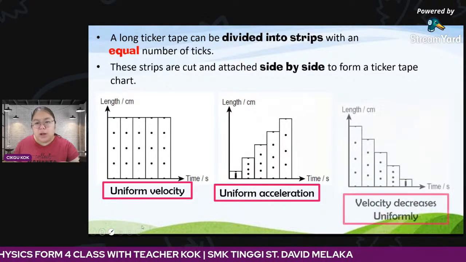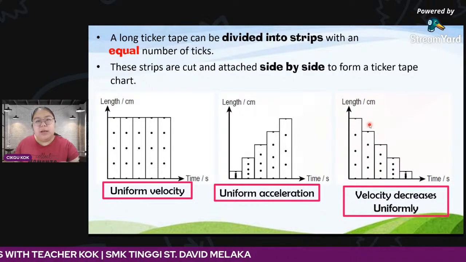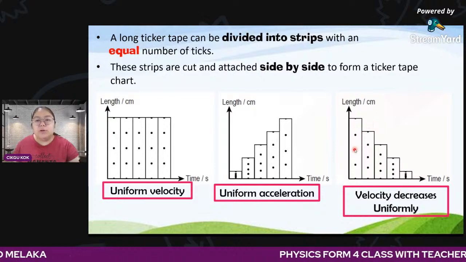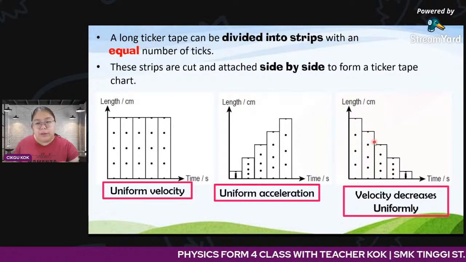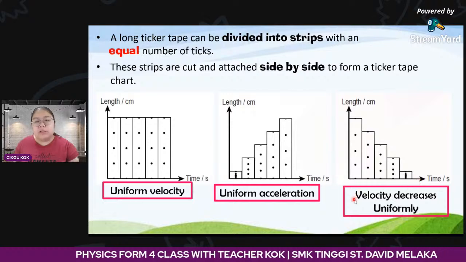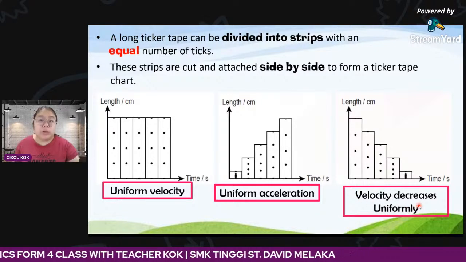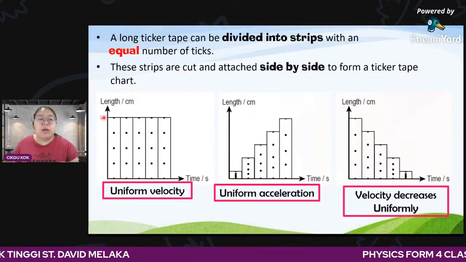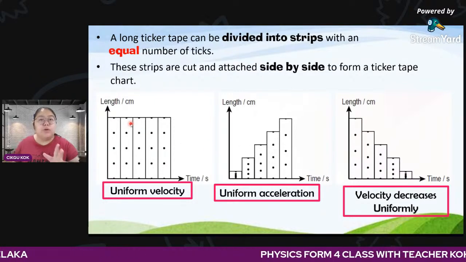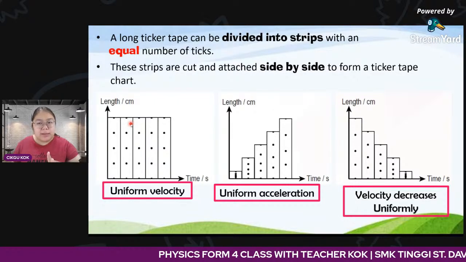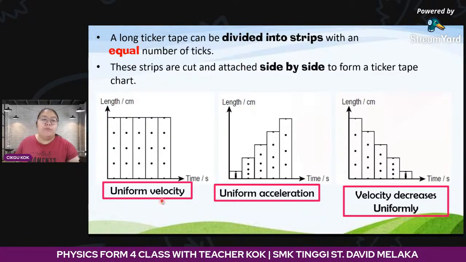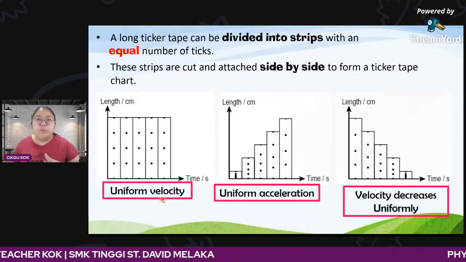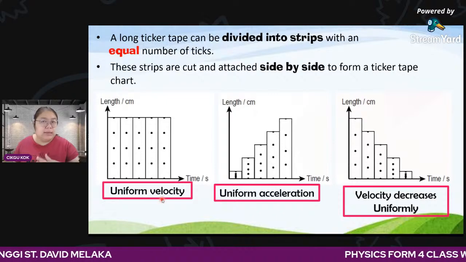And the last one, if I pull like this, I pull fast, then slow down. So I cut one by one and paste. You find that when starting it is 6 cm, then 5, 4, 3, 2. So this one we call velocity decreasing uniformly, or you can say uniform deceleration. So from here, we just look at the ticker tape, then we know the answer already. Understood the motion. From here, we can know about the acceleration of the object and how it moves. We are just analyzing the ticker tape.